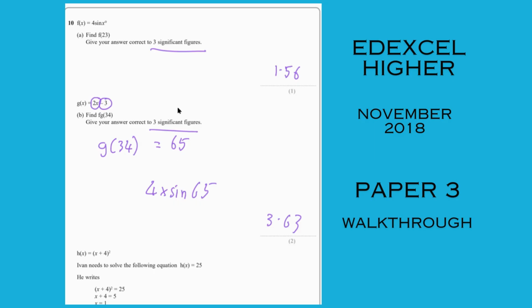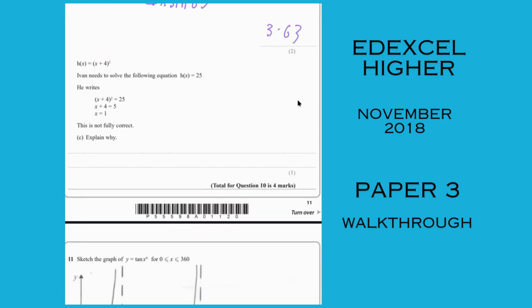3.63. H of x, and we've got Ivan solving it or attempting to. This is not fully correct, because he's partially correct, because don't forget, you could argue anything here. I know the mark scheme accepts quadratics have 2 solutions, or at the very least repeated roots, but the best way to show how someone's done something wrong is do it right. So when you square root 25, you're meant to get plus and minus 5. And then when you subtract 4, his answers should be 1 and negative 9, not just the 1.